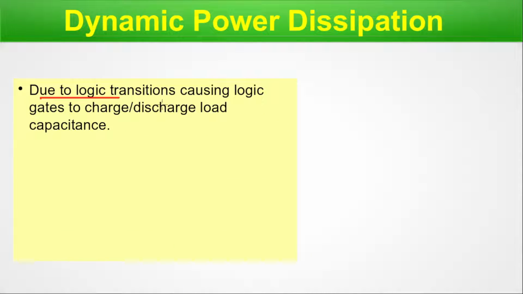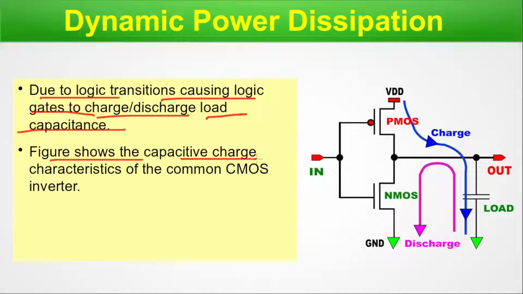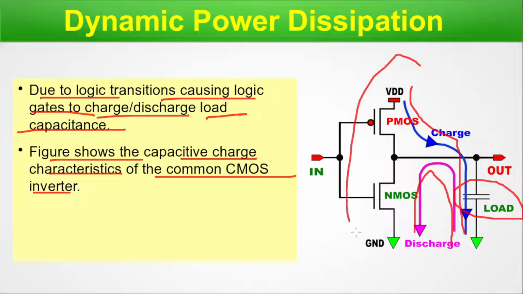Dynamic power dissipation is due to logic transitions causing logic gates to charge or discharge load capacitance. Let us understand with the figure. In the figure, the capacitive charge characteristics of the common CMOS inverter are shown. The charging is done in this path and the discharging is done in this path. This way the dynamic power dissipation happens. You can see this is our load and this is our CMOS inverter.